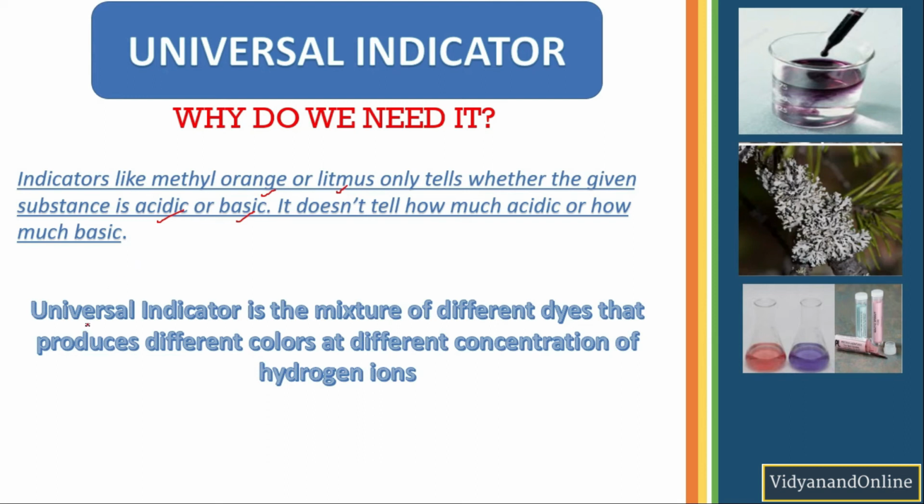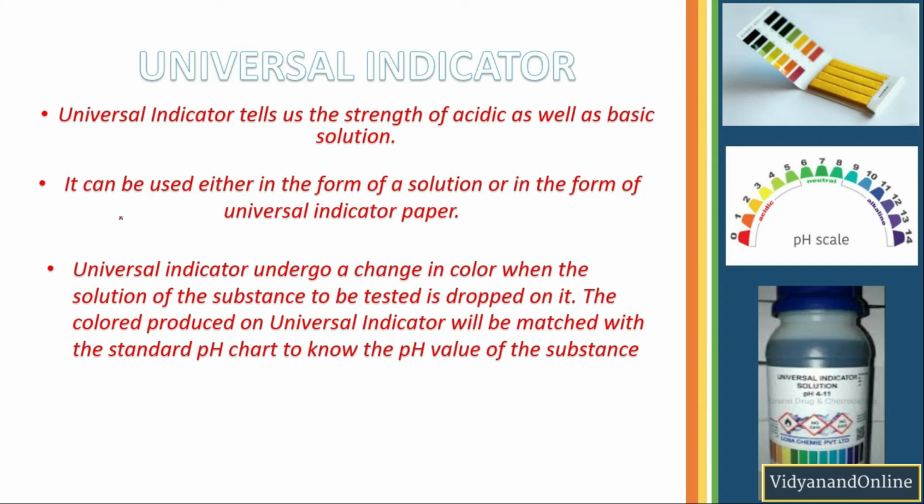Now let us talk about the definition of it. A universal indicator is a mixture of different dyes. It is a mixture of different indicators that produces different colors at different concentrations of hydrogen ions. So if the hydrogen ion concentration is high, the universal indicator will show a different color. If the concentration of hydrogen ion is low, it will show a different color. Let us see how. Universal indicators tell us the strength of acidic as well as basic solutions. I told you this before.